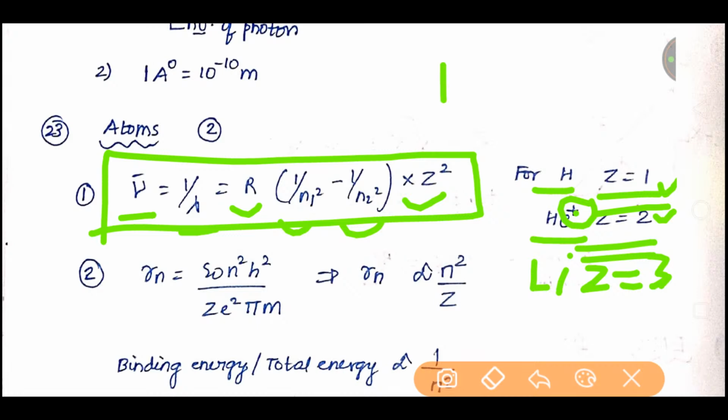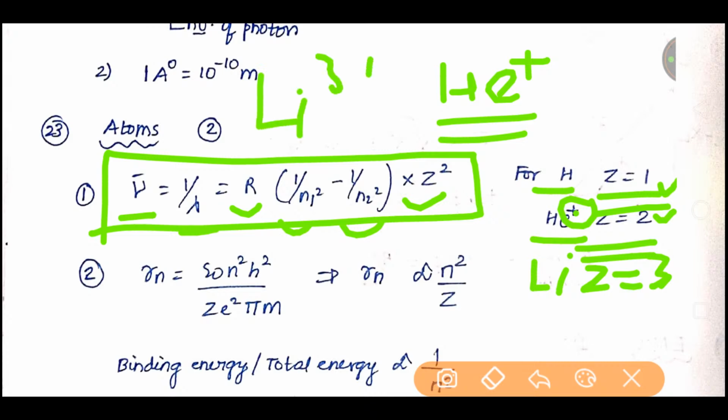Don't see the charge, see the atom. Helium plus or helium, okay. Even Li 2 plus or anything, you see the atom and put the Z.